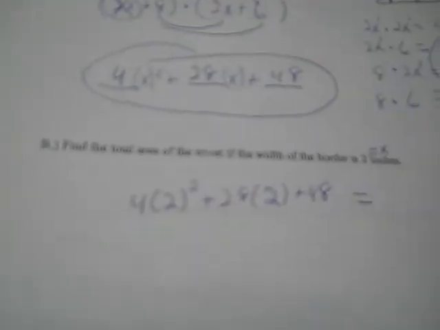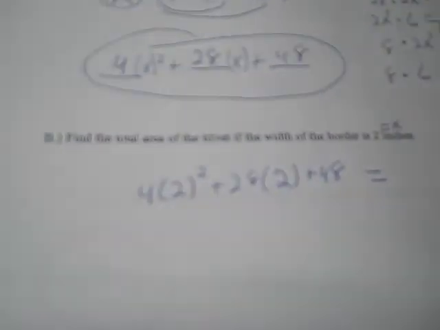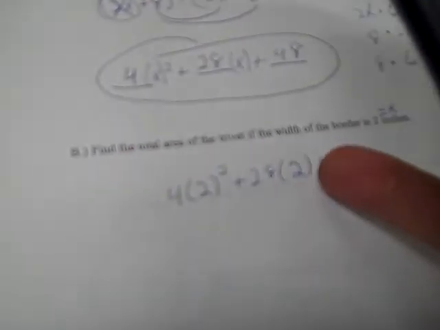Okay, and we're just going to plug that in our calculator. So I've got 4, parentheses 2, and I'd go to the second power right here, plus 28, parentheses 2. Without a power, you don't put a power on the second one.